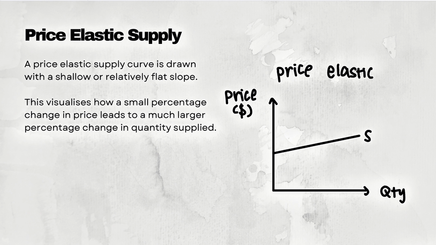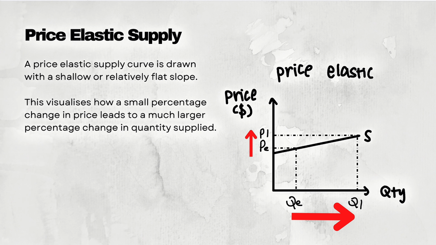So moving on to price elastic supply. This is when the supply curve is relatively flat. So for example, I increase the price from PE to P1. The quantity supplied increases from QE to Q1. As you can see from this example, there was a relatively small change in price, and this led to a significant increase in quantity supplied.